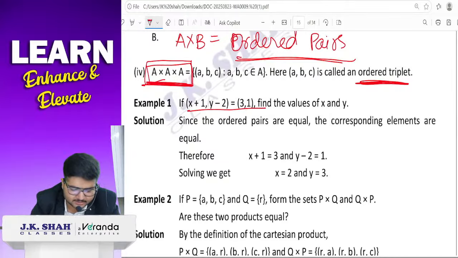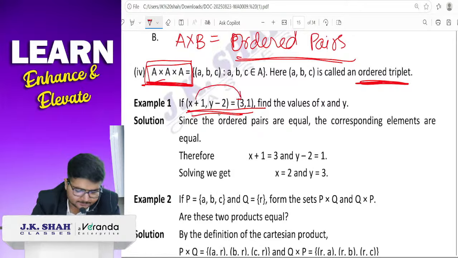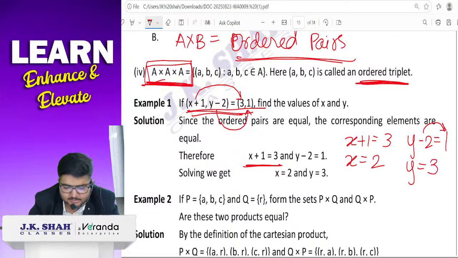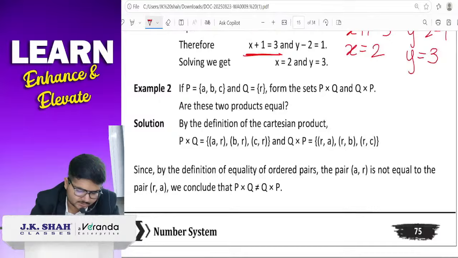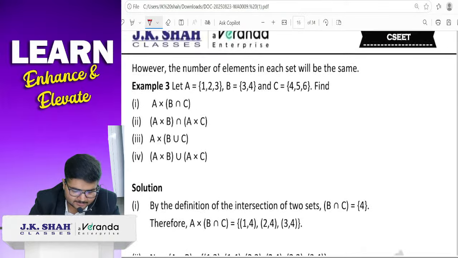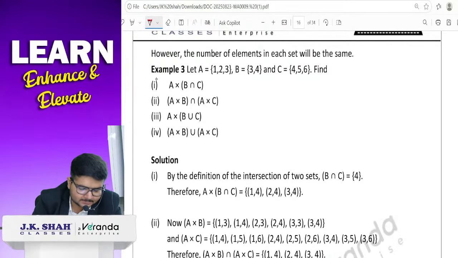There is an equation given here. This equation means x plus 1 will be equal to 3 and y minus 2 will be equal to 1. If x plus 1 equals 3, then 1 will go to the other side and x equals 2. And if y minus 2 equals 1, then minus 2 will go there and y will be 3. Understood? Basic equations. This example too you can read in your homework. I have already explained with an example. The main question and main example is the third example.